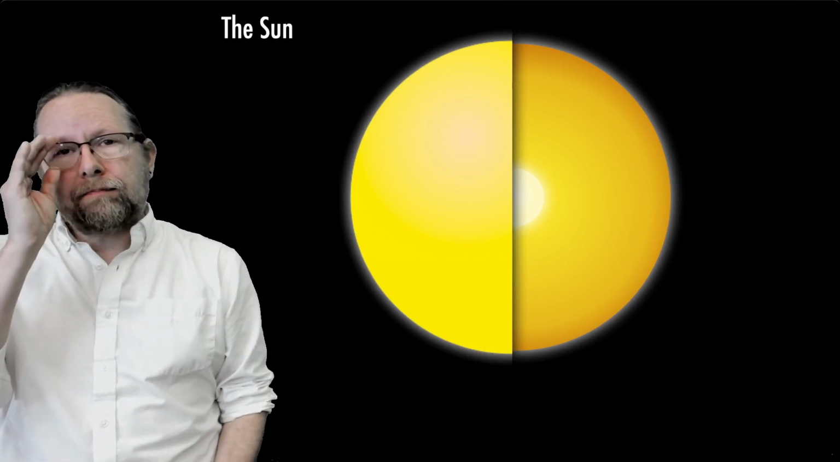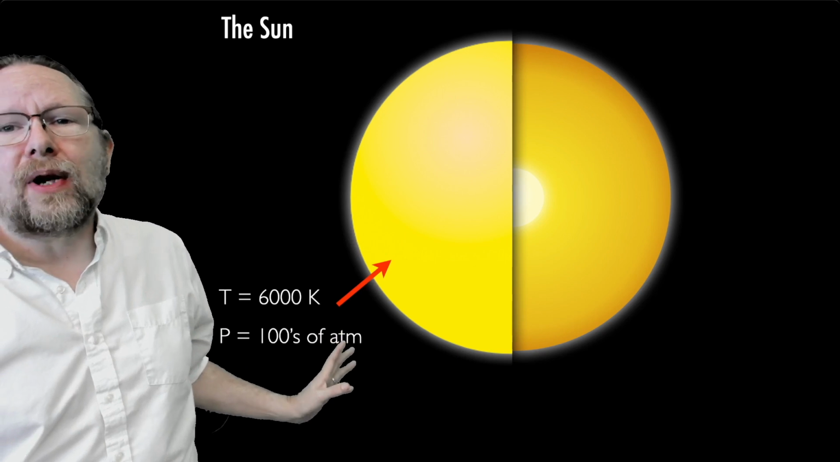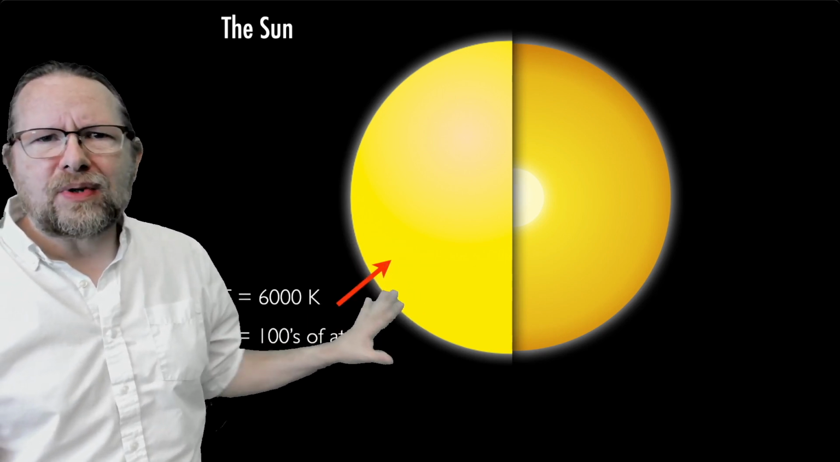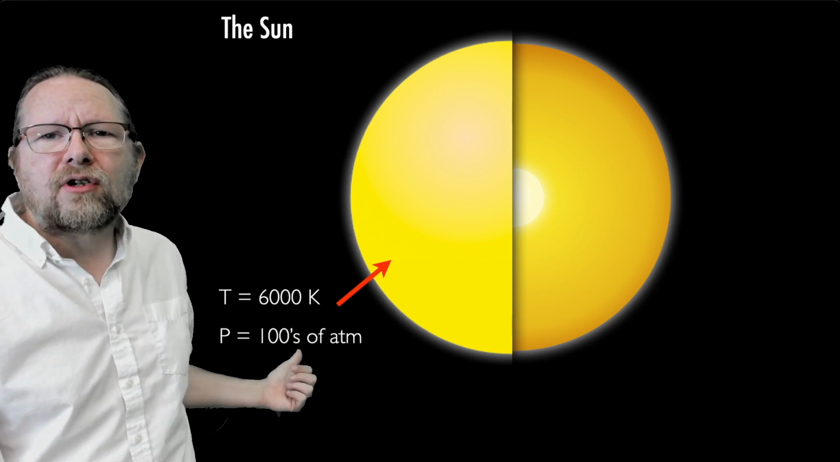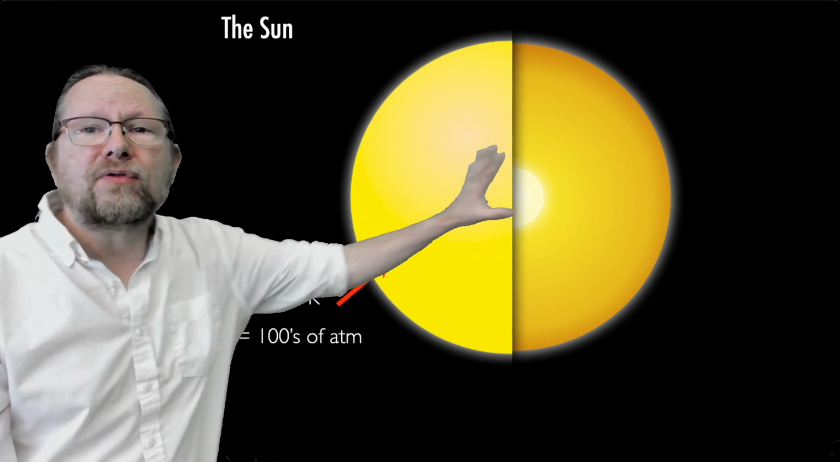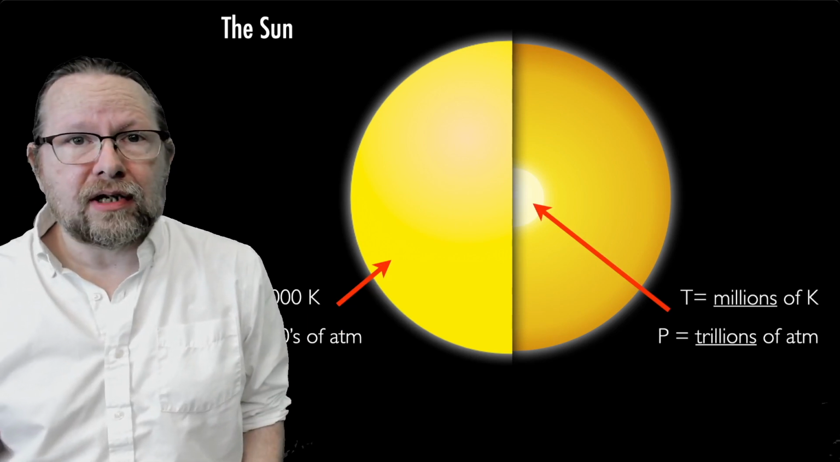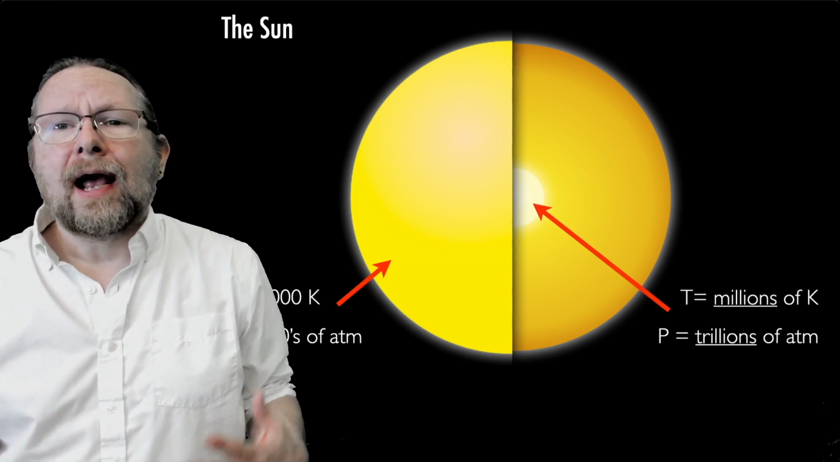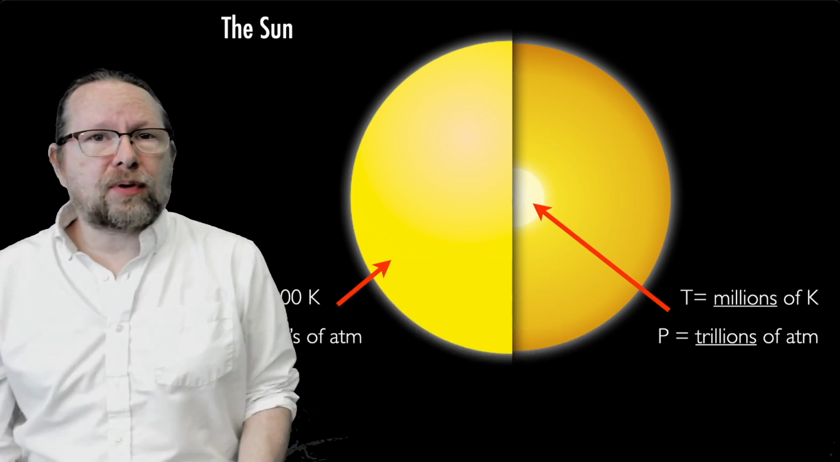In our sun, this process only happens in the core. In fact, in all stars, this process only happens in the core. The part of the sun we see is not hot enough for there to be nuclear fusion. The temperature is only thousands of degrees. The pressure is only hundreds of atmospheres. But in the core of the sun, the temperature is millions of degrees Kelvin or Celsius. And the pressure is trillions of times the atmospheric pressure here on Earth.